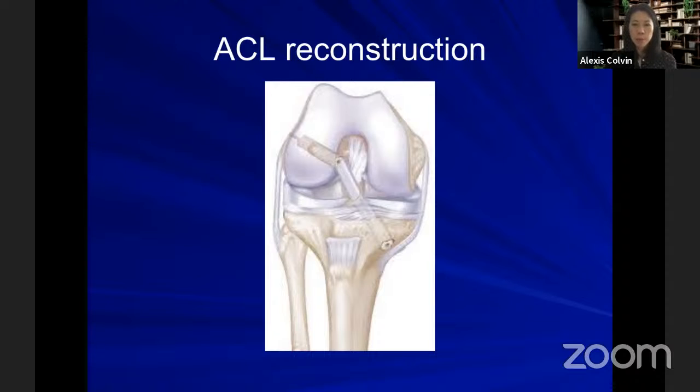So the sort of simplified version of what you're doing during the surgery, again, is that you have a small hole in the bone in the tibia and a small hole in the bone on the femur. And then almost like you're putting a shoelace through a shoe, you're threading this new graft through those two holes and then fixing it on either side.